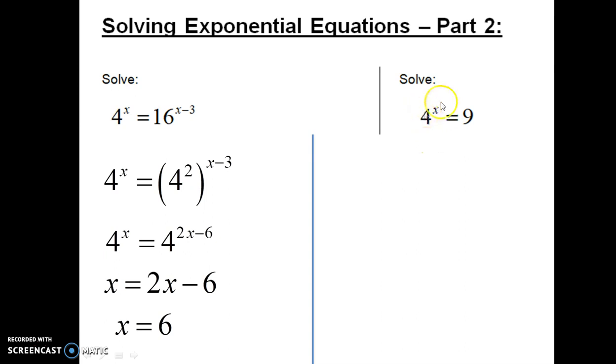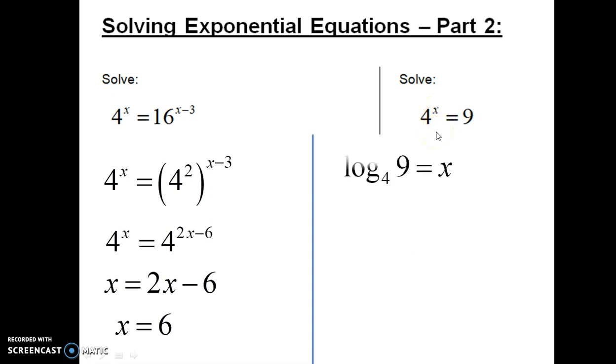More often than not, you'll have situations like this where you have something that can't be made into the same base. 4 and 9, we can't make those into the same base. Like this is 3 squared, this is 2 squared, but we can't make it the same base. It's impossible. So here's where logs become important. And this is actually one of the main functions of logs, to help us solve for exponents that are unknown. When the exponent is the unknown value, we can solve it.